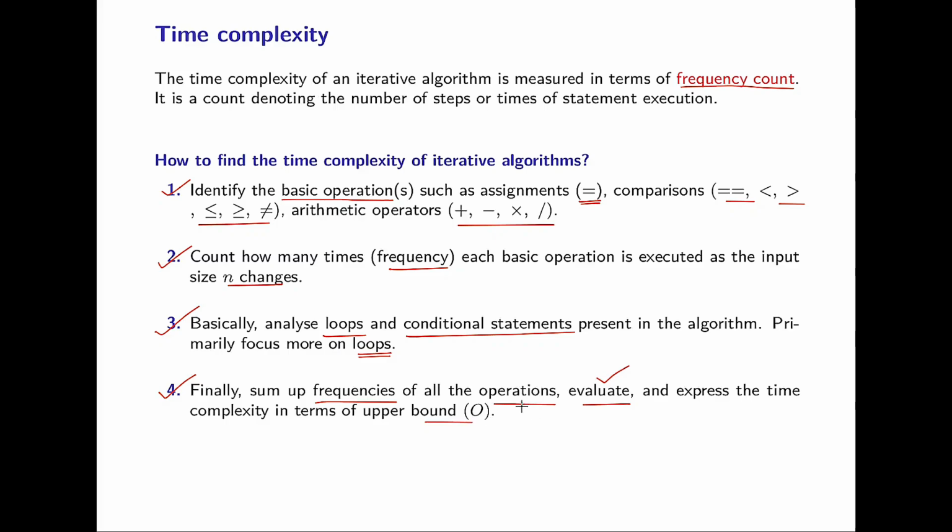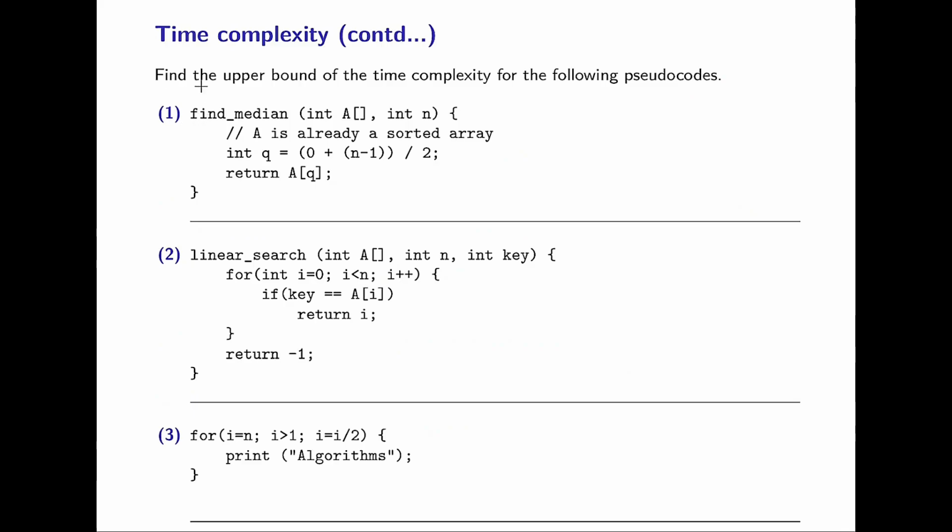Now we will discuss various examples. Through those examples we are going to look at how we can compute the time complexity of an iterative algorithm. The question is: find the upper bound of the time complexity for the following pseudocodes. All the examples I have written as pseudocodes. Let's say here you see the first one, find median. This is a pseudocode that I have written to find the median.